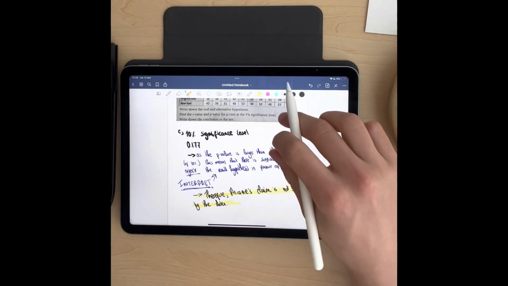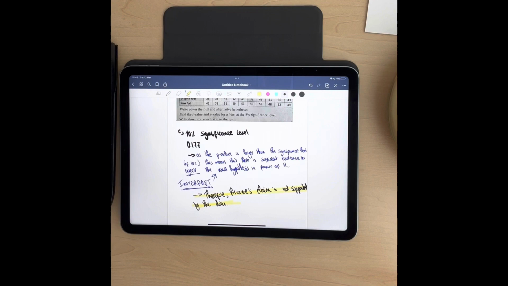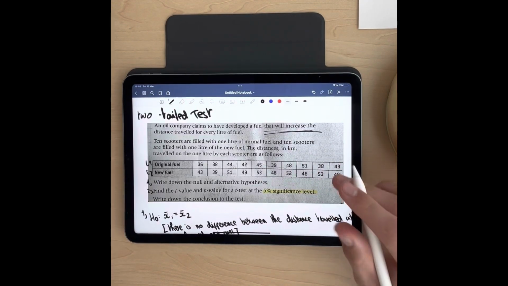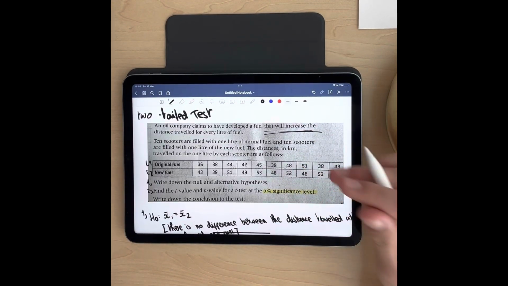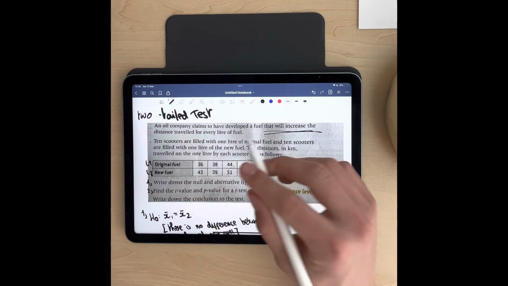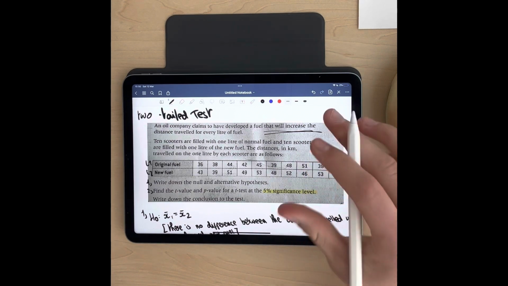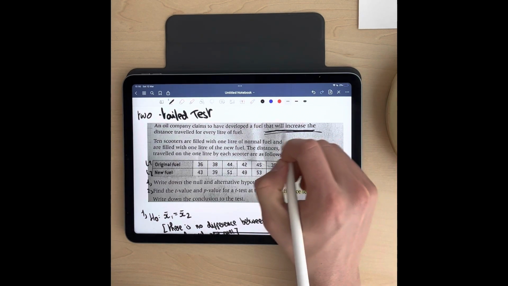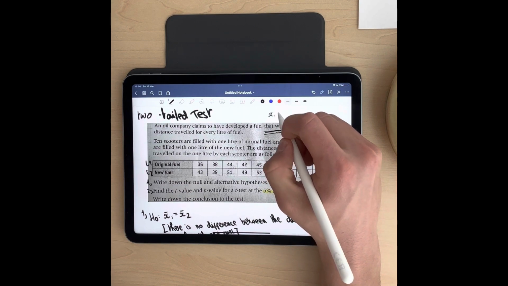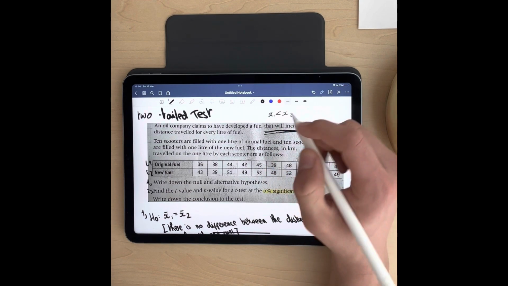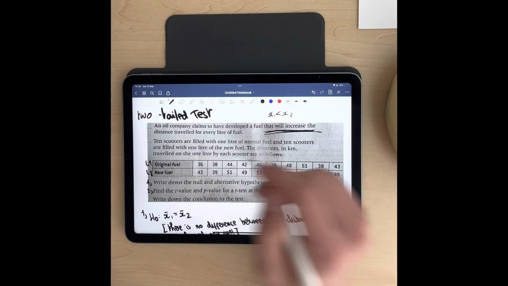Okay, so now we pass on to a new exercise. So now we'll do another two-tailed t-test example. I actually already completed question 1 to go a bit faster. And so yeah, an oil company claims to have developed a fuel that will increase the distance traveled. So again, we know it says increase, so this must mean that x1 becomes smaller than x2, right? So again, a two-tailed t-test.